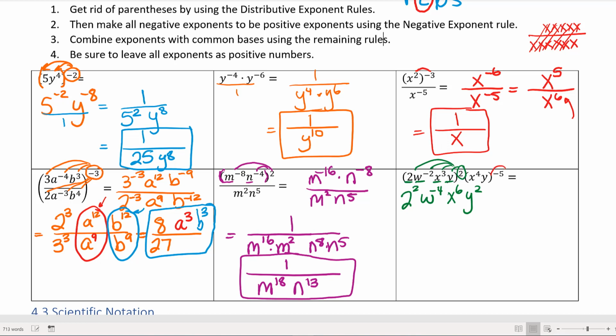Next, I have a negative 5 in the exponent, and the negative 5 has got to go to both of its bases inside the parentheses. So we have times x to the negative 20, because 4 times negative 5 is negative 20. And then we have y to the negative 5.